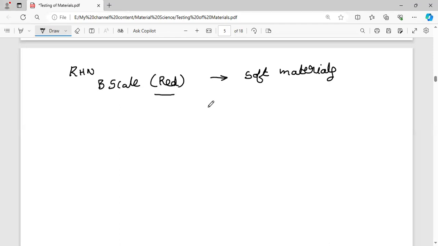Now, what is the relation? The Rockwell hardness number on the B scale is 130 minus D by 0.002, where D is the depth of the penetrator. Please remember, D is the depth of the penetrator. And the number of divisions on the B scale is 130 divisions.